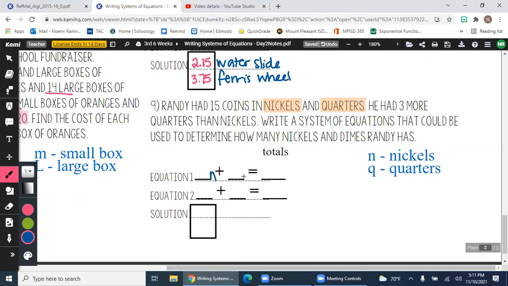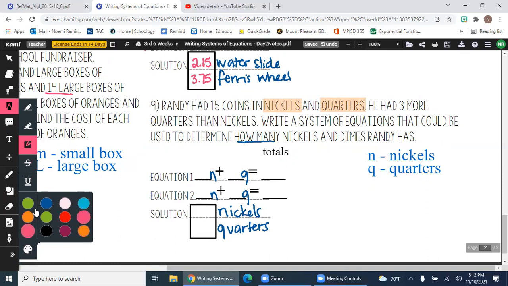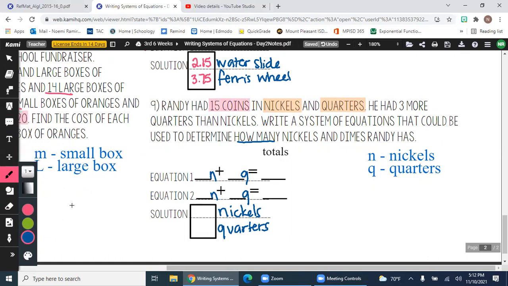So N and Q, we're talking about how many of each. So in the end, we're going to get the amount of nickels that we have and the amount of quarters. Okay. Let's look for that total. It says Randy had 15 coins. Okay, 15 coins in total.